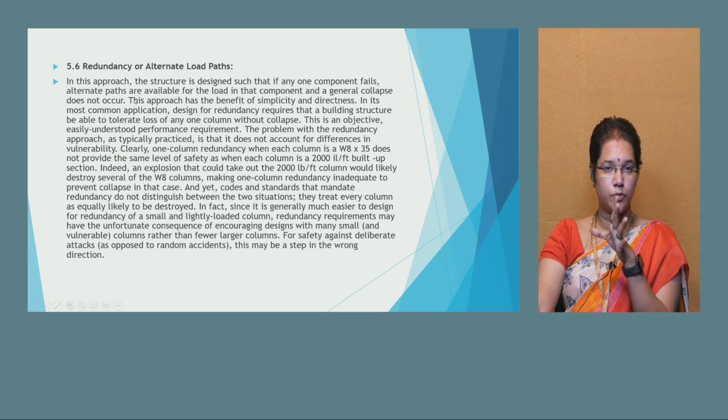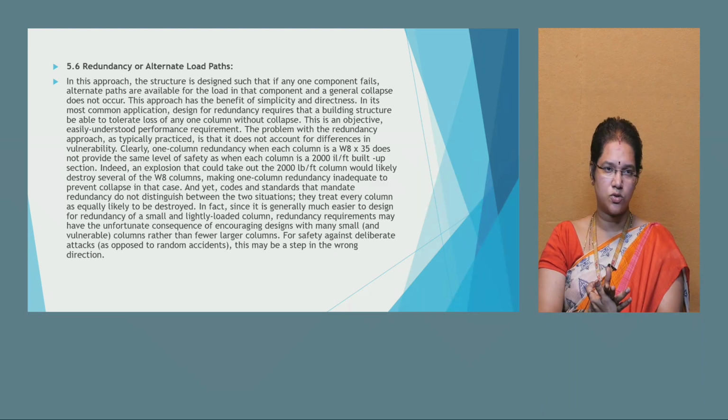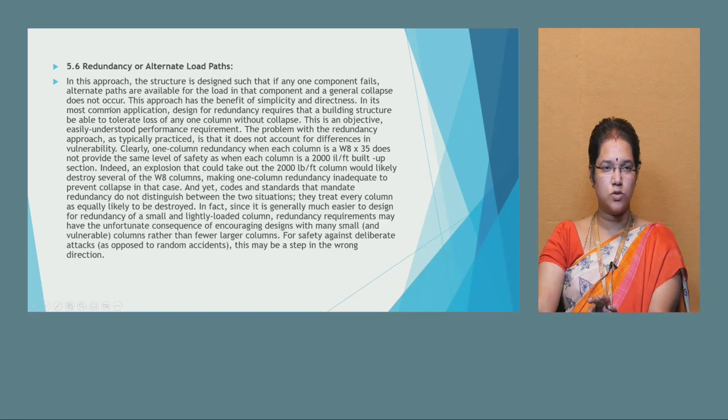This is only about progressive collapse. For general collapse, when we go for design consideration, the consideration will be taken with reference to IS code, practical approaches and so on. Sample testing of the materials will be done, so that general collapse won't occur, though any sudden impact collapse may occur. This approach has simplicity and directness. In this application, designing for redundancy requires that the building structure be able to tolerate the loss of a column without collapse. This is an objective, easily understandable performance requirement.